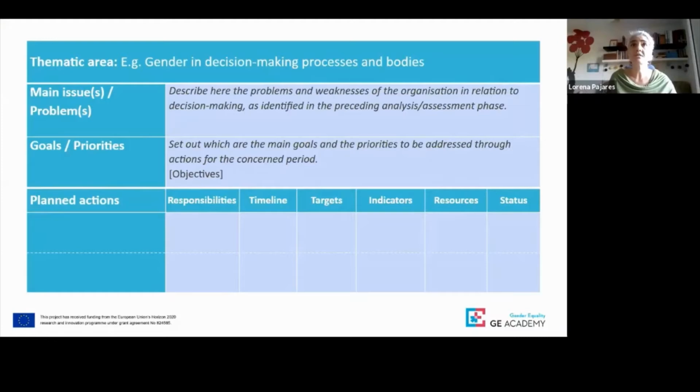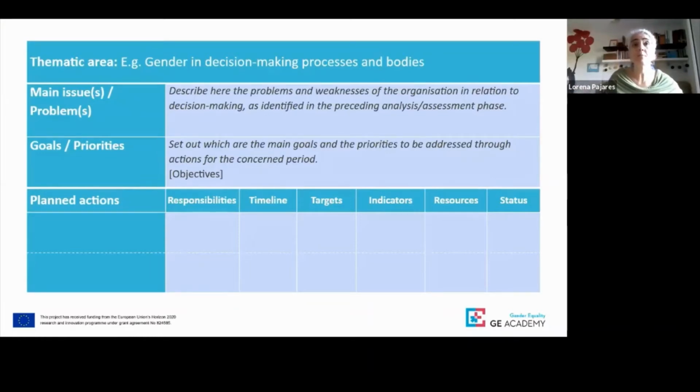We first need to describe the main problems, the issues that we have identified in our gender analysis, and we need to put it here again, because this will help to avoid this evaporation that we were talking about last week. So if we place it here, we make sure that this is the problem we have identified, this is how we are going to tackle it, and we avoid this evaporation.